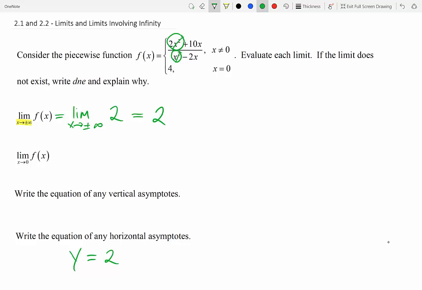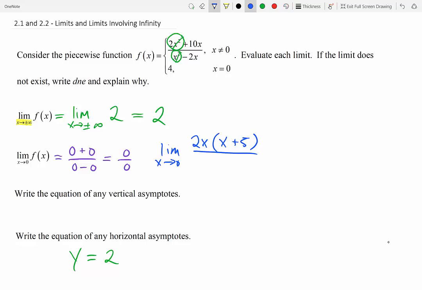Next, when we try to find the limit as x approaches 0, you'll notice that by using substitution, we get 0 plus 0 divided by 0 minus 0. Since, of course, this leads to a 0 over 0, that means we need another technique, so let's try using factoring. If we take the limit as x approaches 0, and we take the factored version of this, let's factor out a 2x out of the numerator, giving us an x plus 5. And then let's factor out an x out of the denominator, giving us x minus 2.